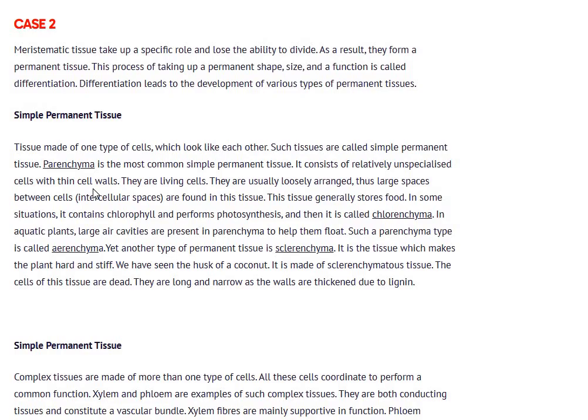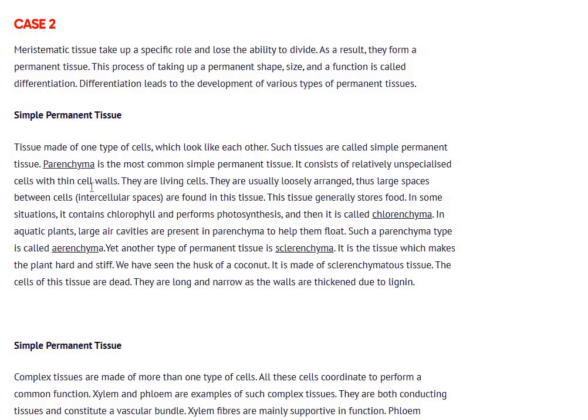Meristematic tissue takes up a specific role and loses the ability to divide. As a result, they form a permanent tissue. This process of taking up a permanent shape, size, and function is called differentiation. Differentiation leads to the development of various types of permanent tissues. Tissue made up of one type of cells which look like each other is called simple permanent tissue.